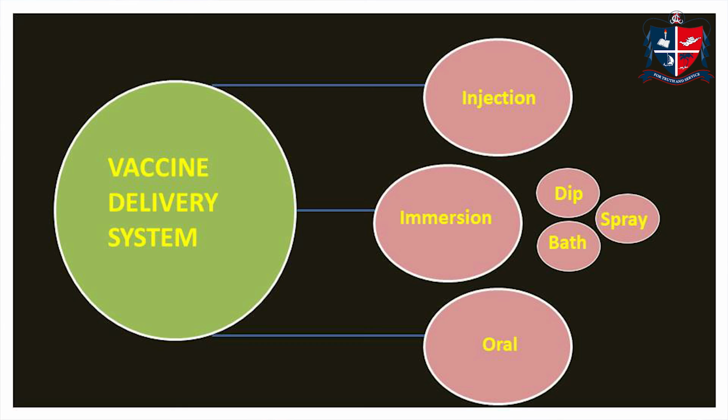And the third method is the oral method. As we all know from the word itself, in the oral method, the vaccine is incorporated in the feed of the fish and it is given to the fish.